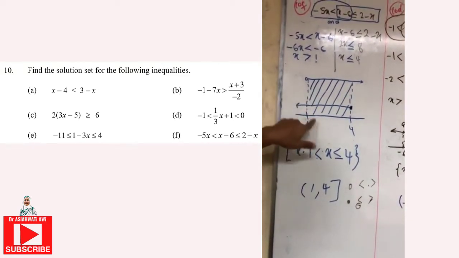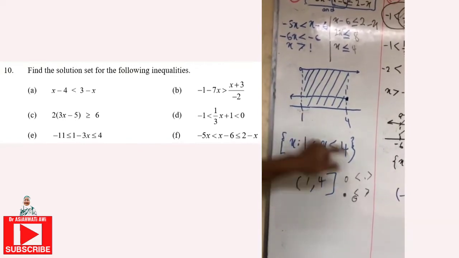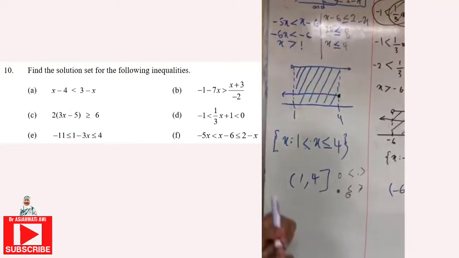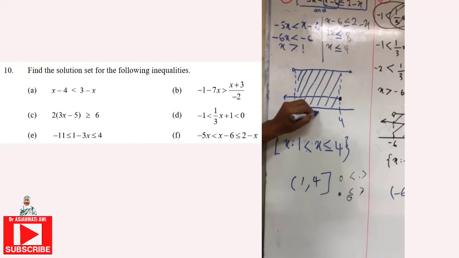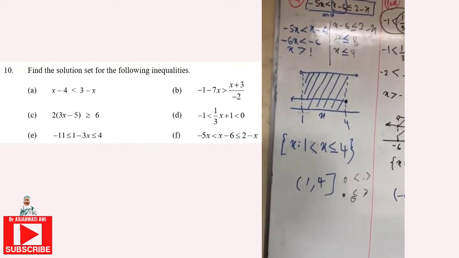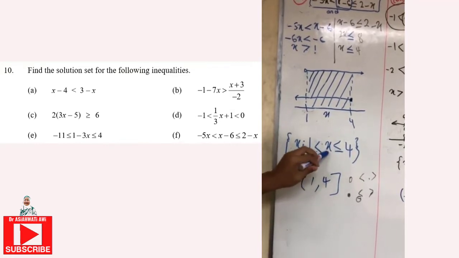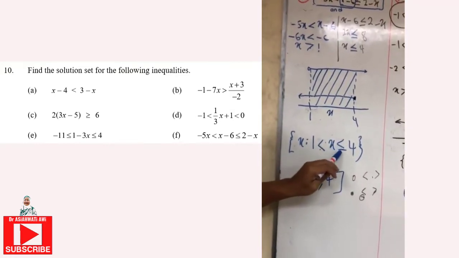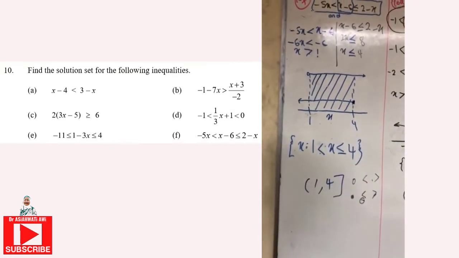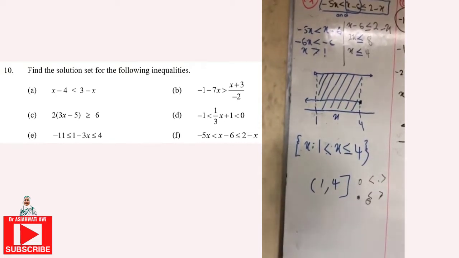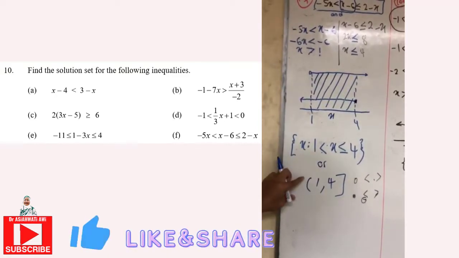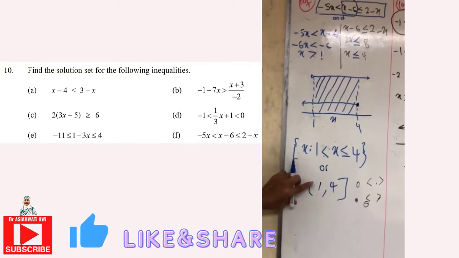So untuk ni kita akan dapat nilai intersection dia. Kalau ikutkan yang kita lorek ni, ni adalah nilai x. So kita akan buat dalam bentuk interval, dia akan dapat x, 1 less than x less than or equal to 4. Dan ada lagi satu bentuk, or buat dalam bentuk half open bracket.